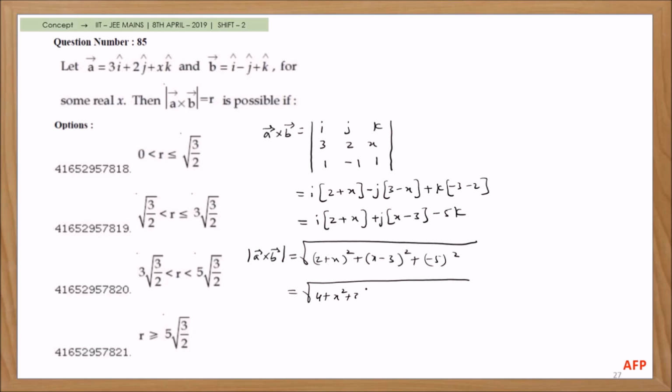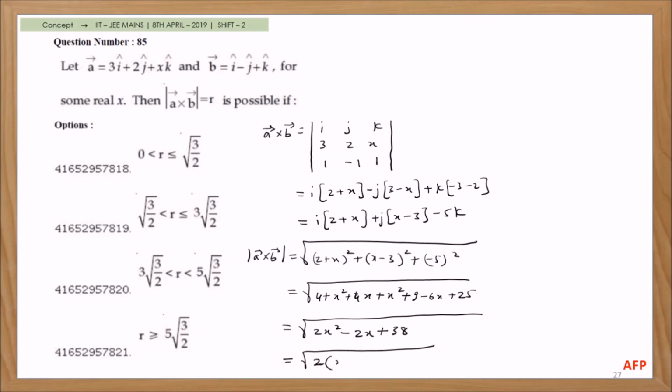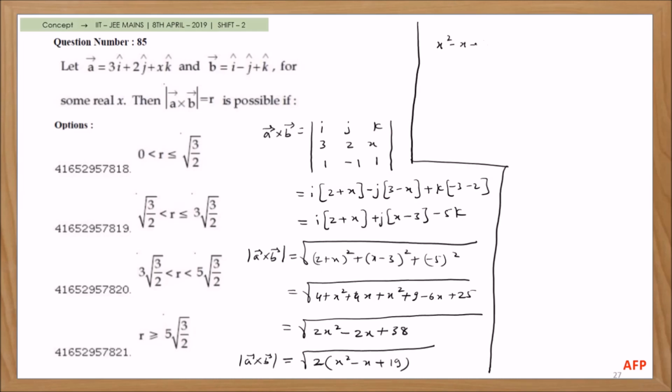Which is the square root of 4 plus x square plus 4x, plus x square plus 9 minus 6x, plus 25. So we have the square root of 2 times x square, minus 2x, plus 38. You can take 2 outside: x square minus x plus 19. So this is the magnitude we got. We are supposed to find the range of this x square minus x plus 19.